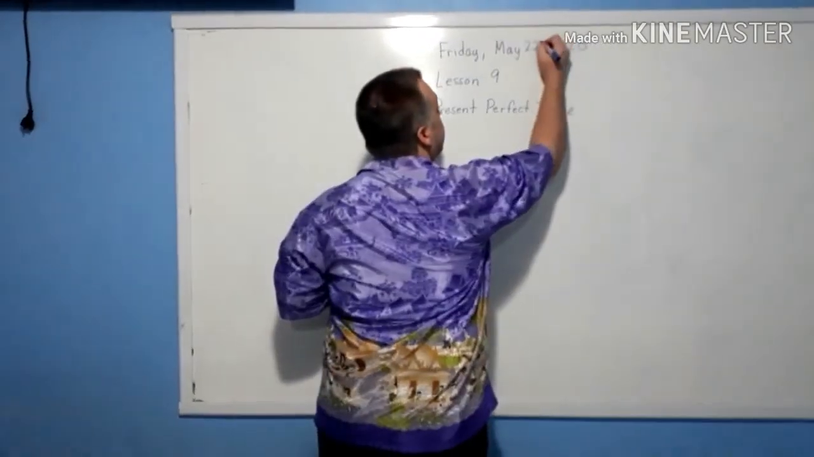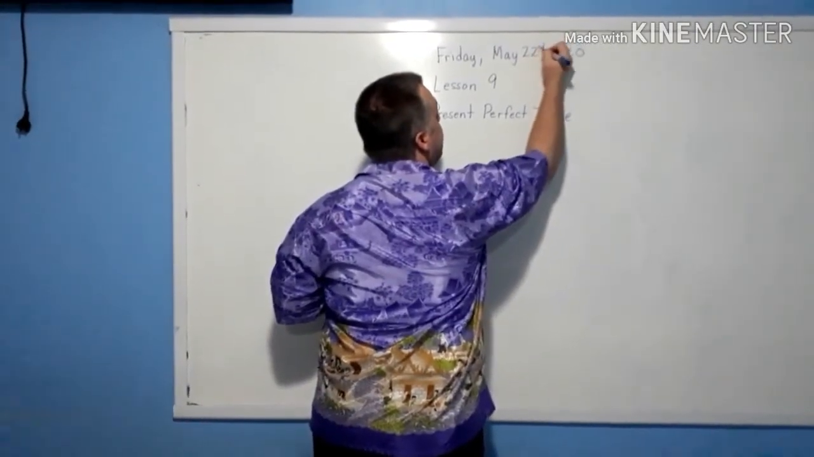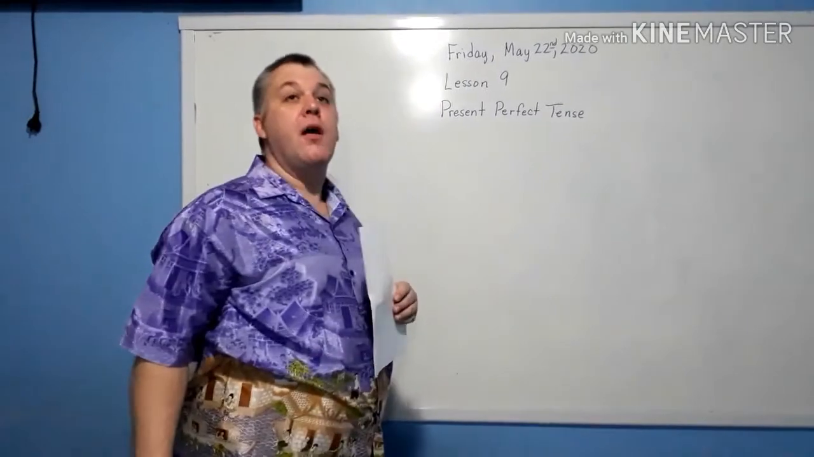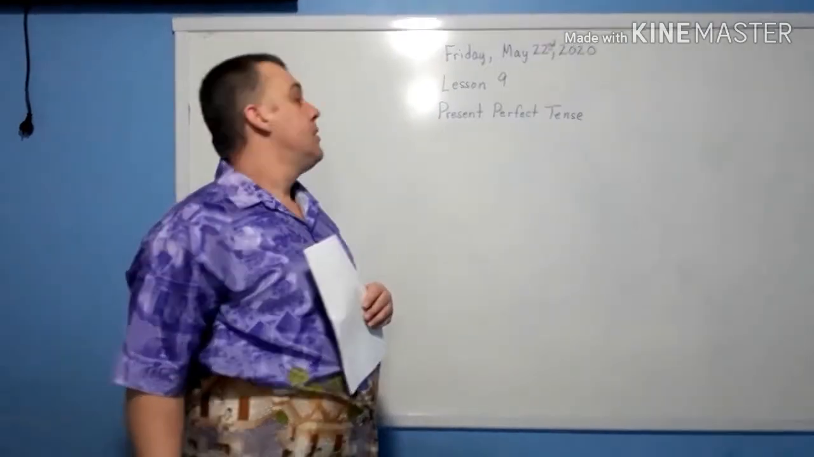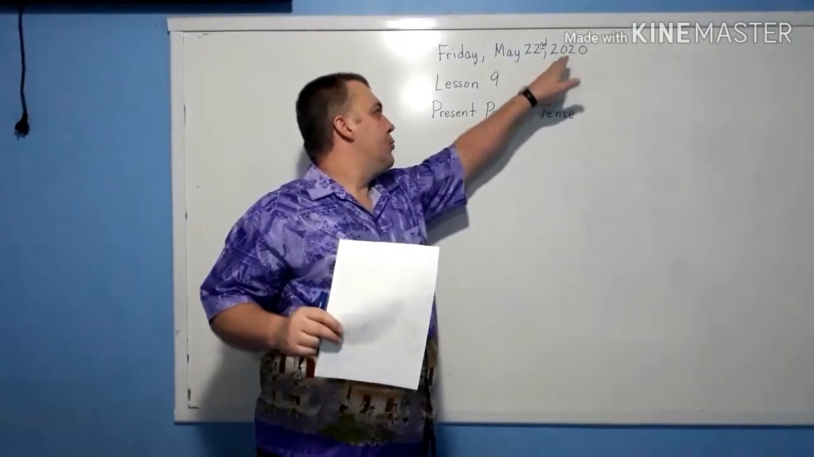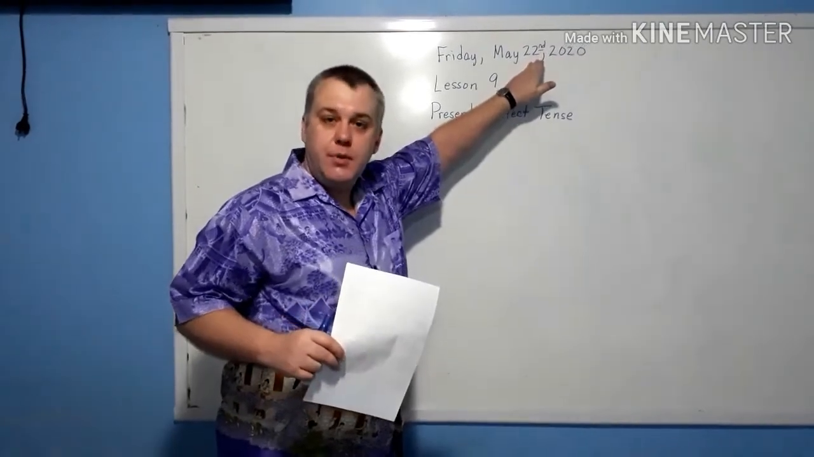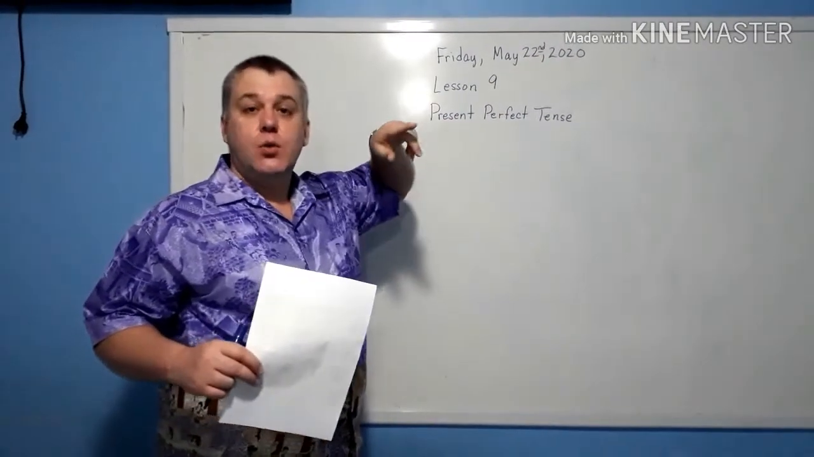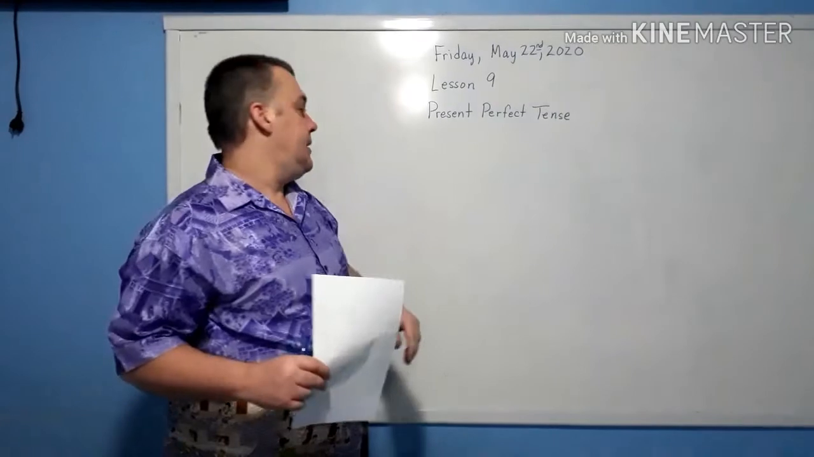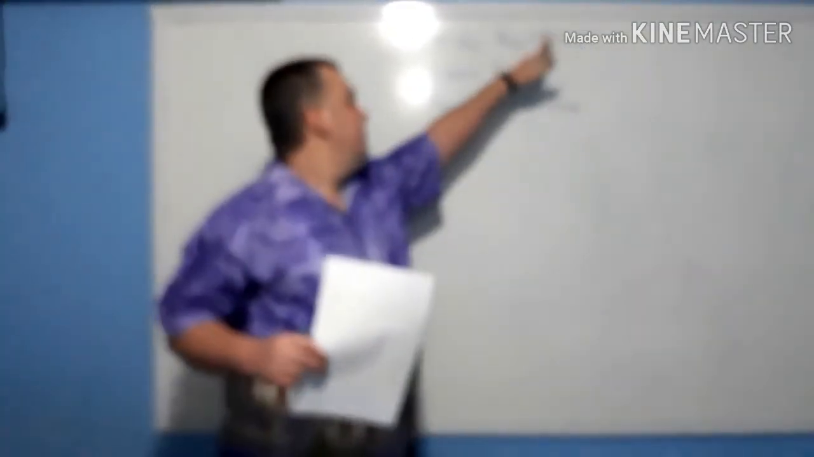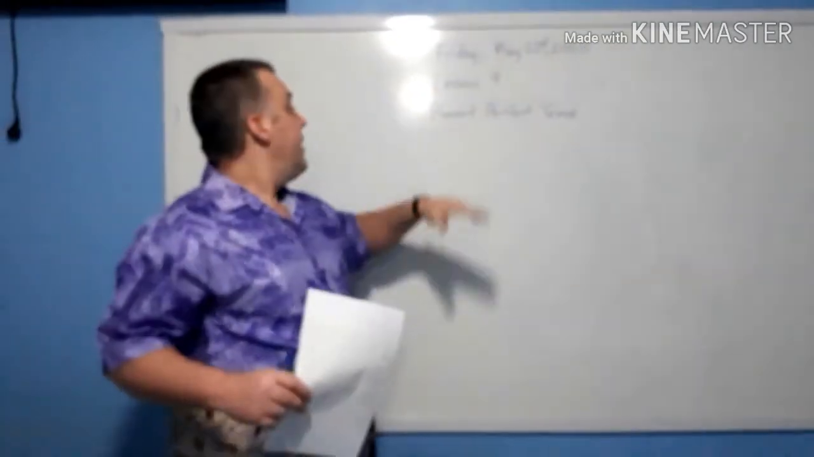Today is Friday, May 22nd. I should have remembered this. You have to have the ND. It's not "22", it's 22nd, 2020. Remember, this is an ordinal number. We use TH or ND or ST at the end. I haven't taught it, but I'm teaching it through the days, okay?